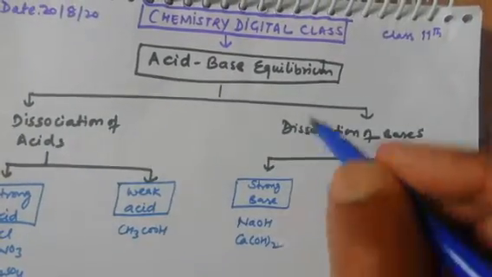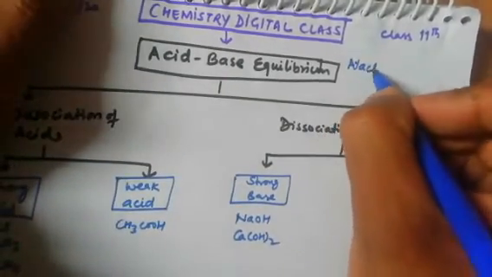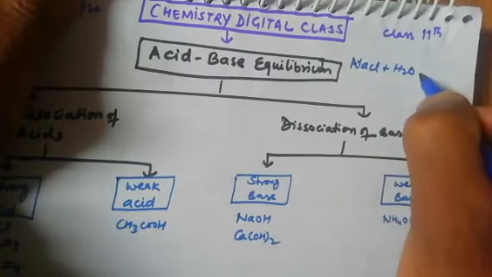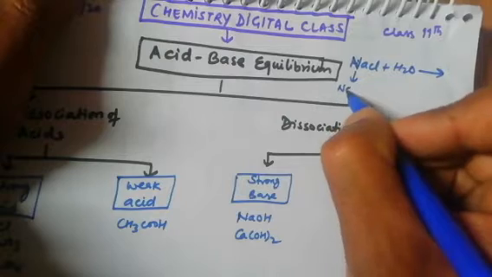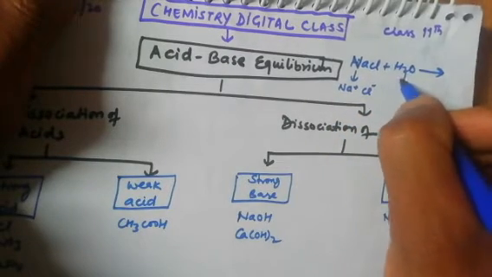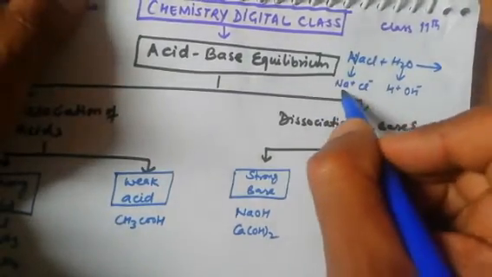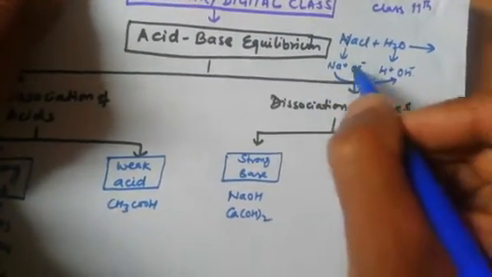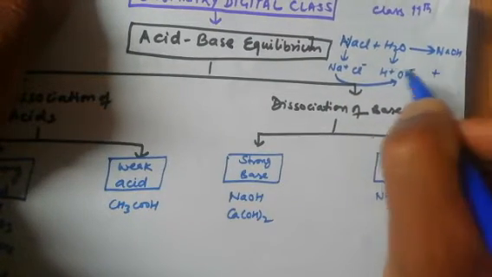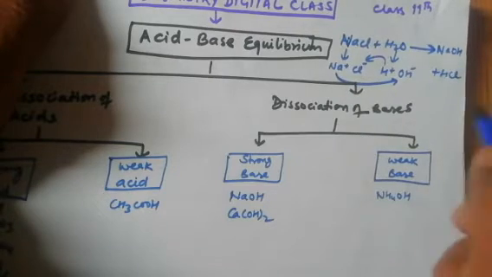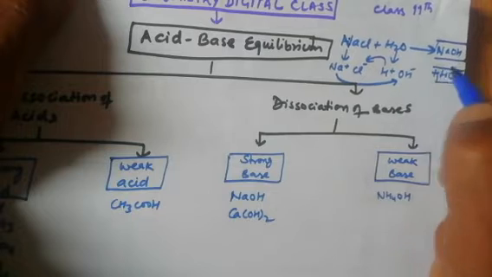You know very well, dear students, that when we hydrolyze any salt, whenever we mix a salt in water, the Na+ and Cl- will be produced from the salt, and H+ and OH- will be produced from water. Then Na+ will react with OH- because Na is positive and OH is negative, and it will produce NaOH plus HCl. So NaOH is the base in that case, and HCl is the acid.